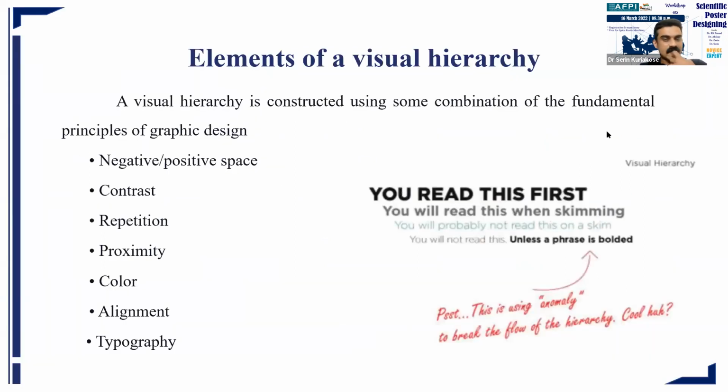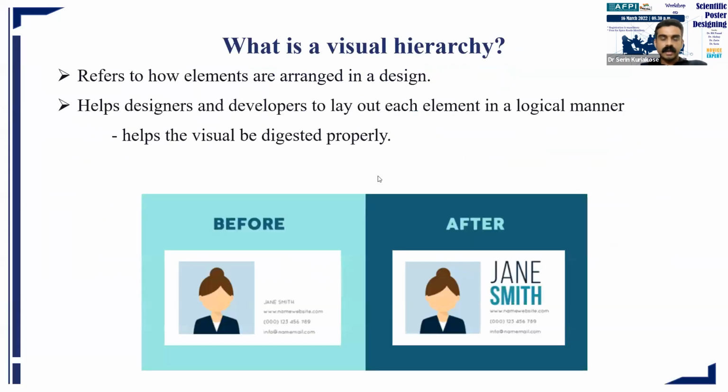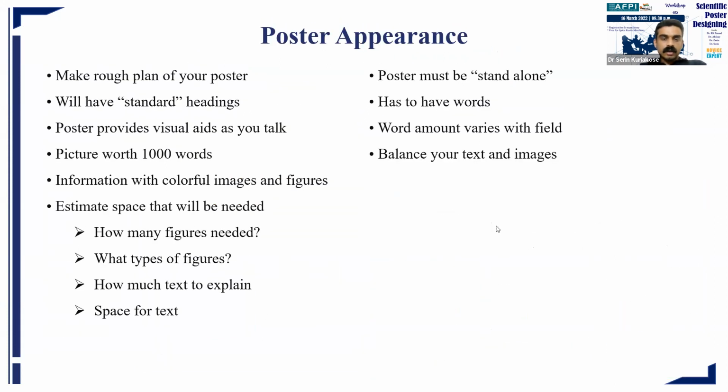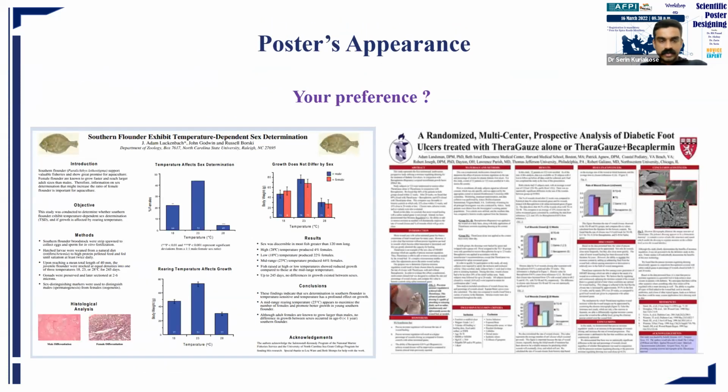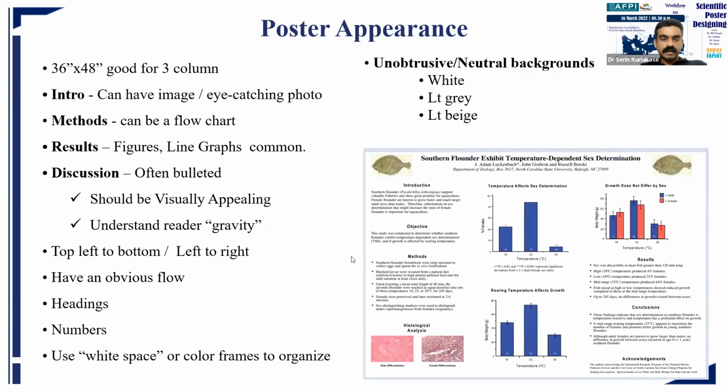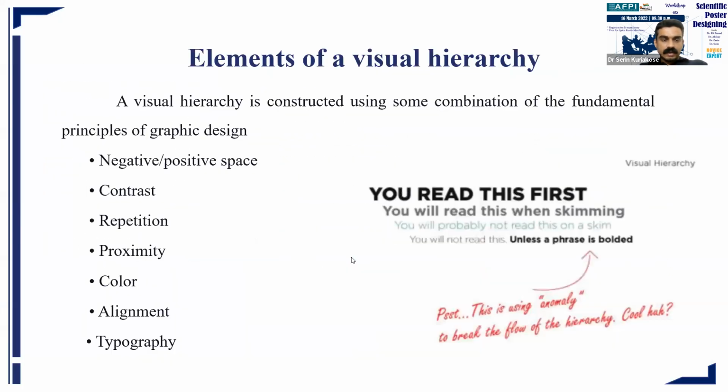So again, coming to the details of visual hierarchy, how are we going? Now we know that in order to get a good poster, we have to do something like this, or something like this fish logo poster. So how will we do that? There are certain elements. We'll rush through those elements. First thing is negative and positive space. So we need negative space and positive space. Contrast, repetition, proximity, color, alignment, typography. So we'll see one by one.